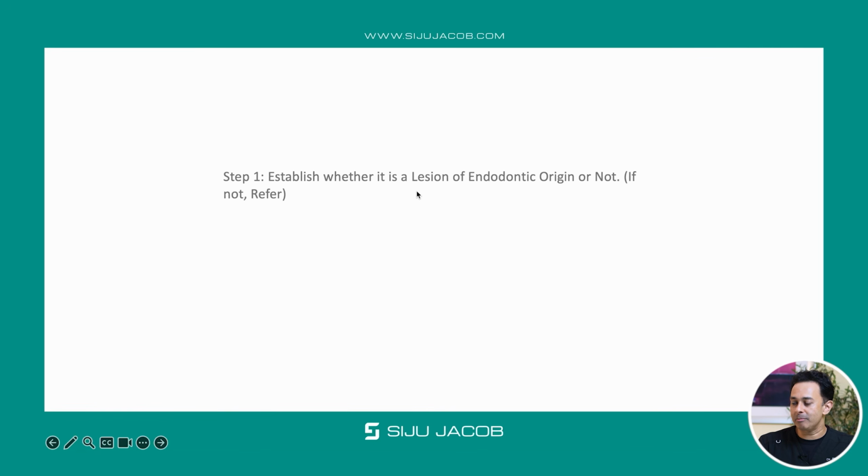So the clinician has to do the following steps when they are faced with a case which has a periapical lesion. Step 1 is to establish whether it's a lesion of endodontic origin or not. If not, then you have to refer. Step 2, if the answer is yes, which means you're sure that it is a lesion of endodontic origin, then of course you have to treat this in your own clinic. You can either treat it non-surgically or surgically. There are different methods available in your clinic itself. Then, of course, you can proceed, provided you've established that it's a lesion of endodontic origin.